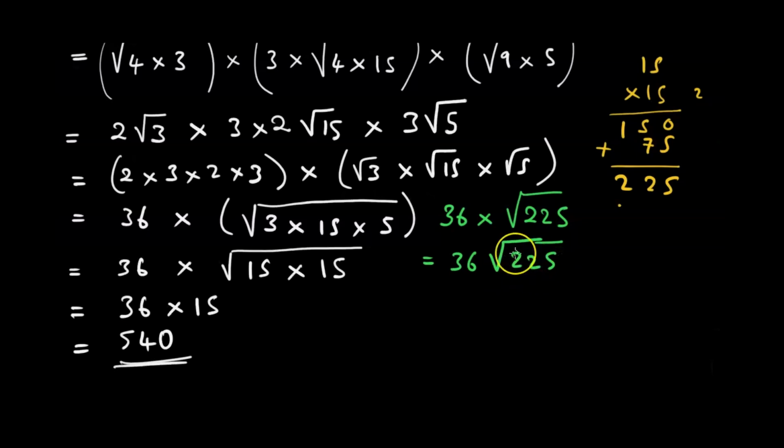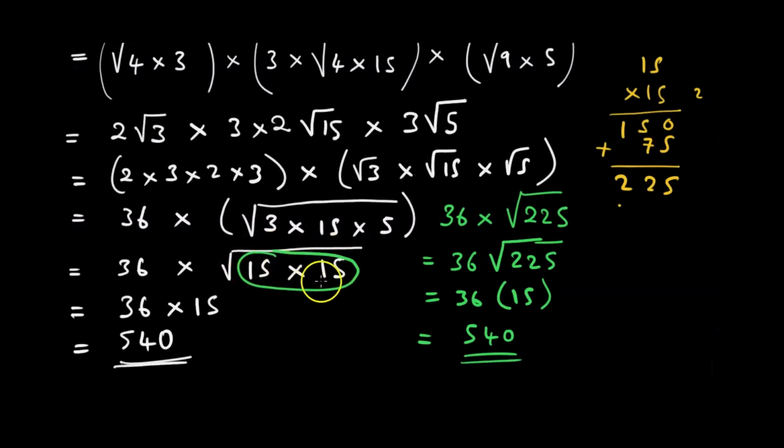But 225 is a perfect square, because 15 times 15 gives us 225. Therefore it would just be 36 times 15, which gives our final answer 540. So even if you have not understood here, if the same number is multiplying itself under a square root, it means that number is the answer.